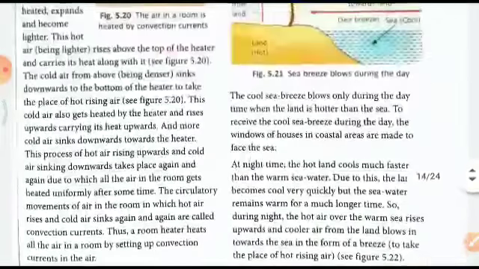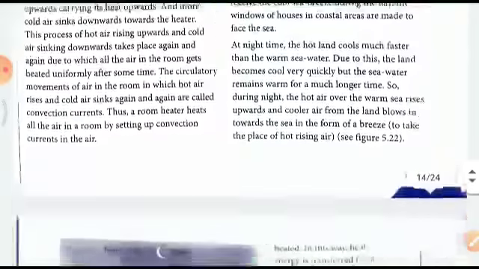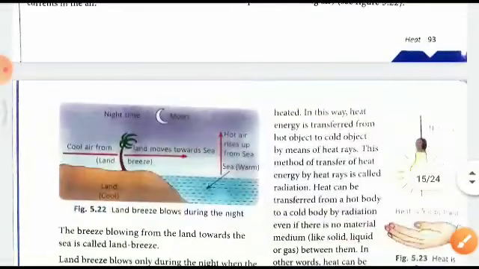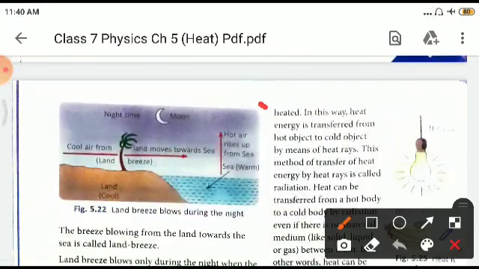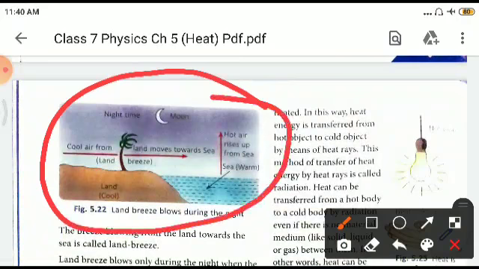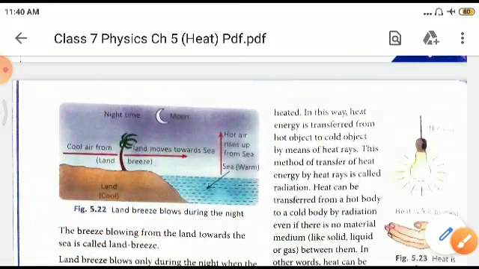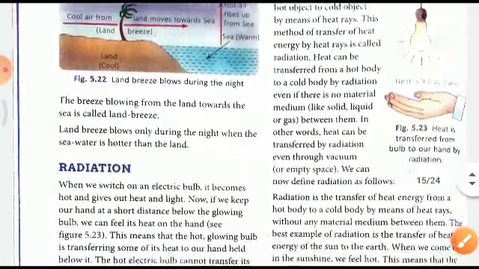So these are some, see, this is the diagram of the land breeze here, right? You see the direction of the flow of wind. Okay. Next is radiation, right?